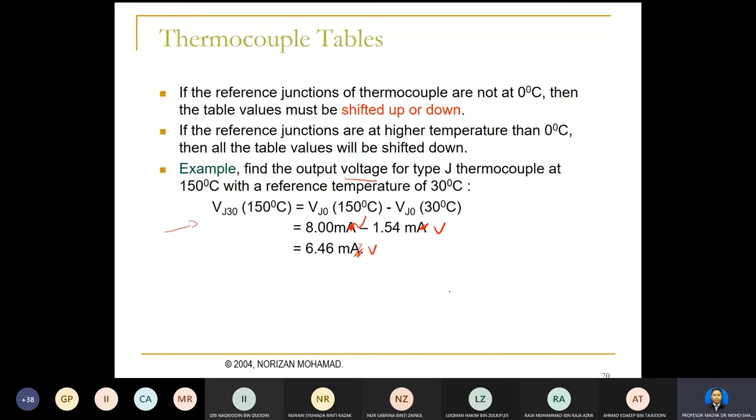millivolt. So 8 millivolt minus by 1.54 millivolt. So the answer would be 6.46 millivolts. Okay, the unit for output voltage is the volt. It's the output voltage, it's not output current. So that's why you made some mistake here. Okay, you can cancel out the A, so we change to the V in the volt.